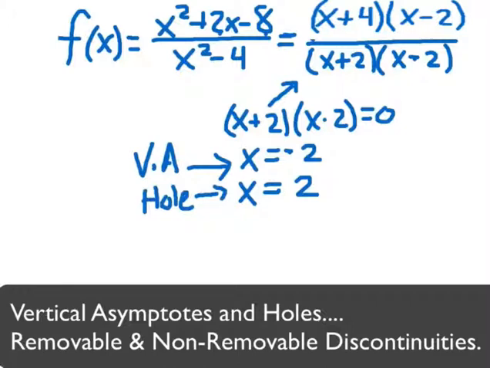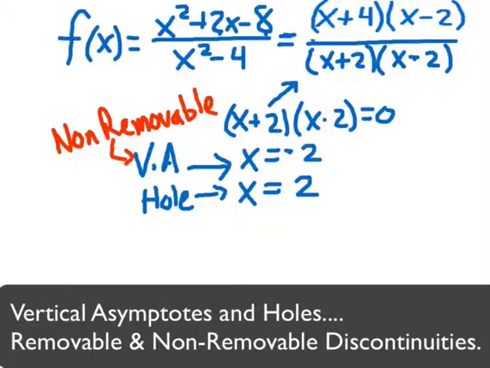Now when we're talking about this, a vertical asymptote is which type of discontinuity? Well, this is a non-removable discontinuity right here, where a hole is a removable discontinuity. So let's go ahead and look up at our function again and see if we can determine why we can also use the words removable and non-removable when looking at our function.